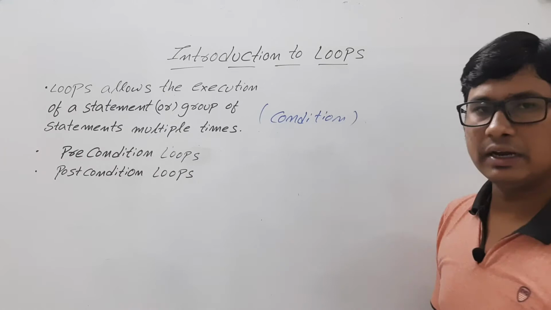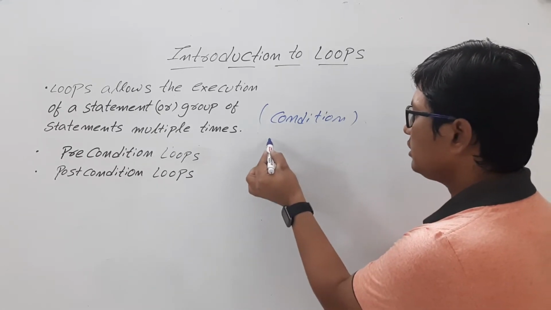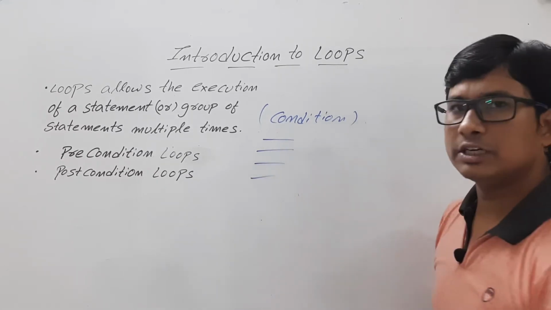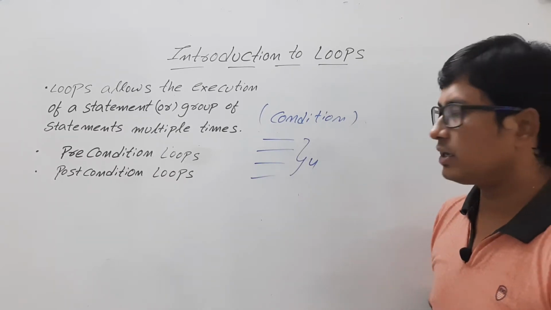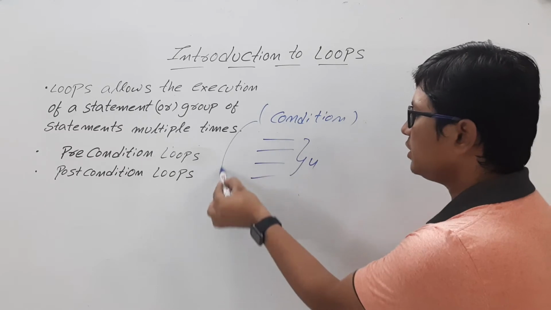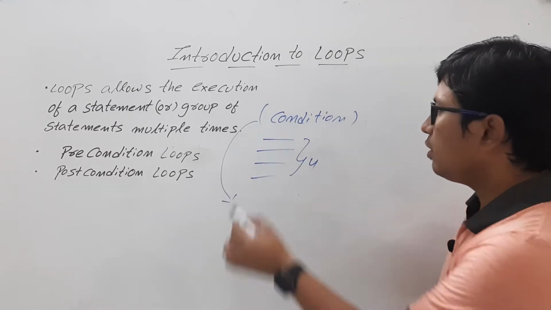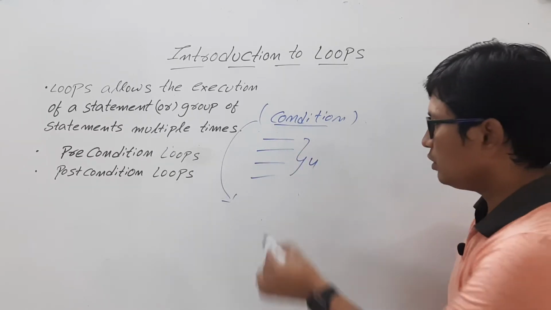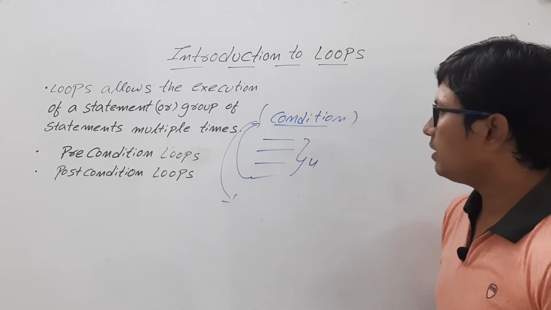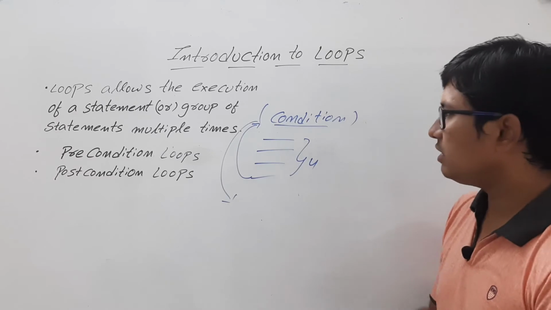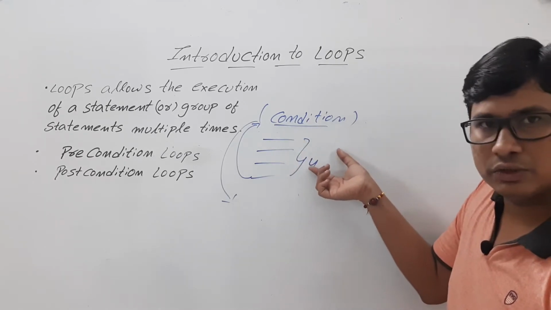If the condition is true, you want to execute the statement. Suppose you have some 4 statements. If the condition fails, you need to come out of the loop. So whenever the condition is true, you will execute the statements and again you will verify it. You will have a precondition. If the condition is true, you will execute the statements.